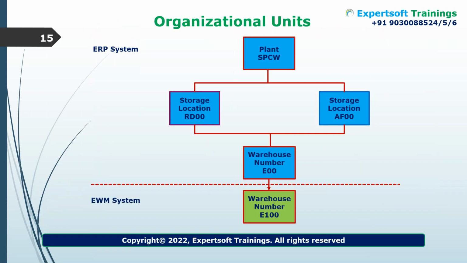Yes, here we go. According to the, I'm just a bit confused here. We have a plant on the top, then we should have a warehouse. Under the warehouse, we should have a storage location. Or how is this mapping happening? No. Warehouse is always under your storage location.